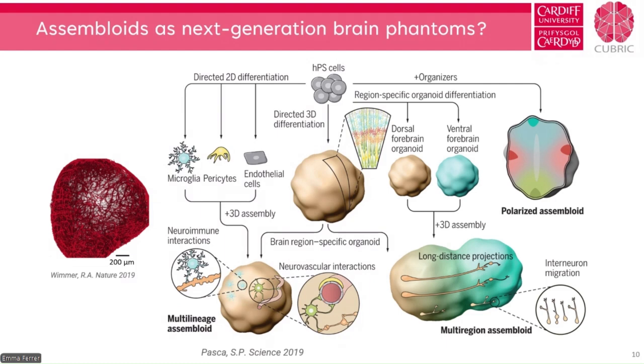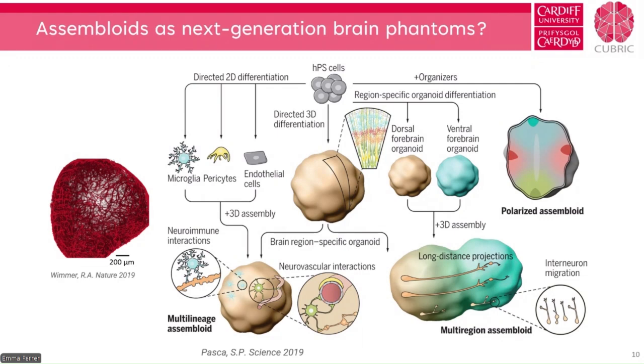The interesting approach, when I said you can grow a couple of spheroids and bring them together, is a simplified version of what we can actually do today. Today we can create what is called a multilineage assembloid, which is slightly more complicated than just taking two separate brain regions and connecting them together.